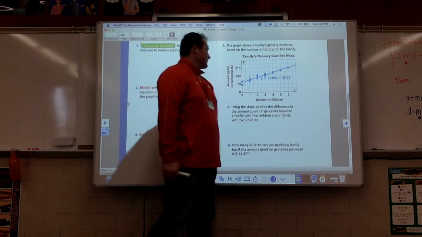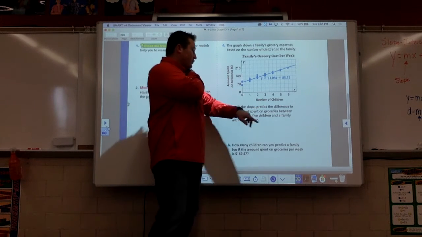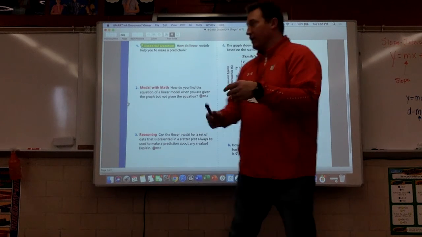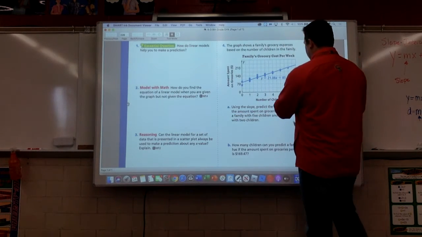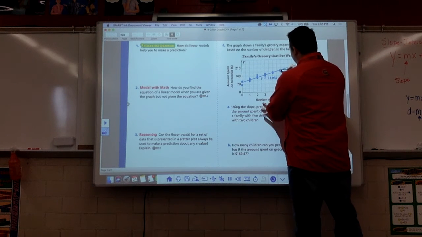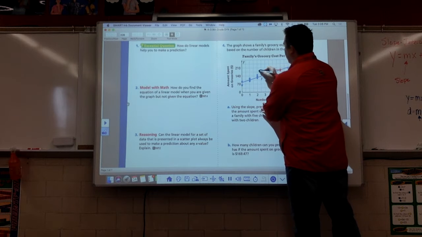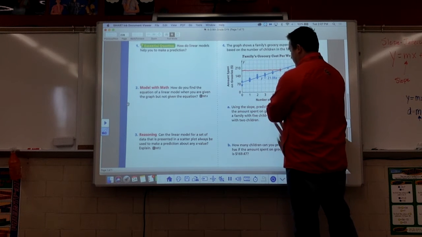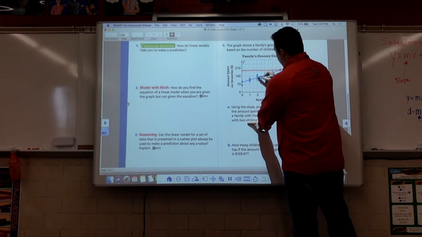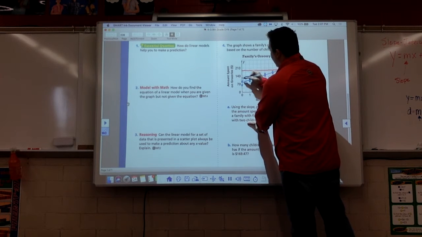Anyway, use the slope. Predict the difference in the amount spent on groceries between a family with 5 children and a family with 2 children. Now notice it says use the equation, right? If we were just going to use the trend line, guys, we would go, okay, 5 kids, they spend roughly this much. 2, you spend roughly that much.